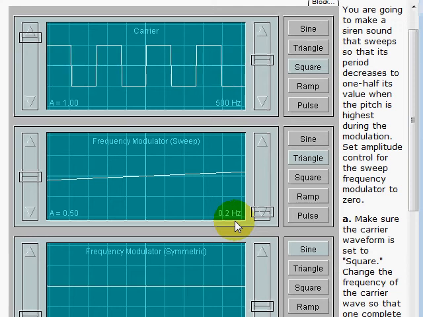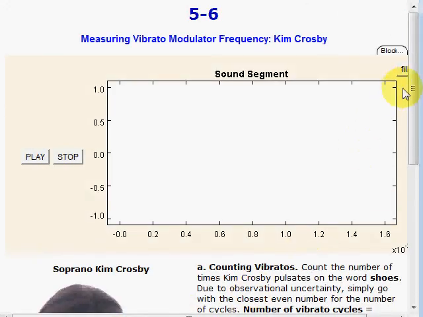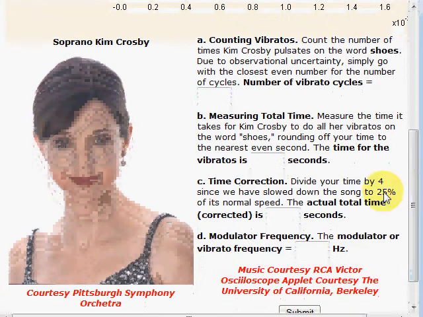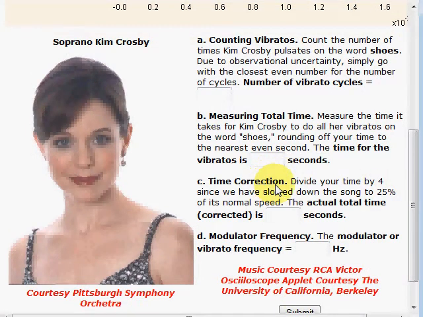So what can slowing a sound excerpt down be used for in measuring vibrato? What we did there is we looked at some singers, for example, Kim Crosby. You know the answer is 6 hertz, but it's hard to hear 6 hertz.